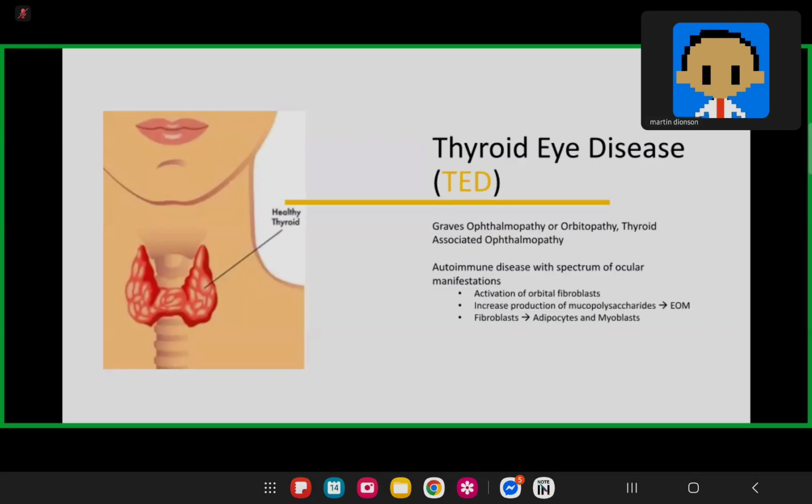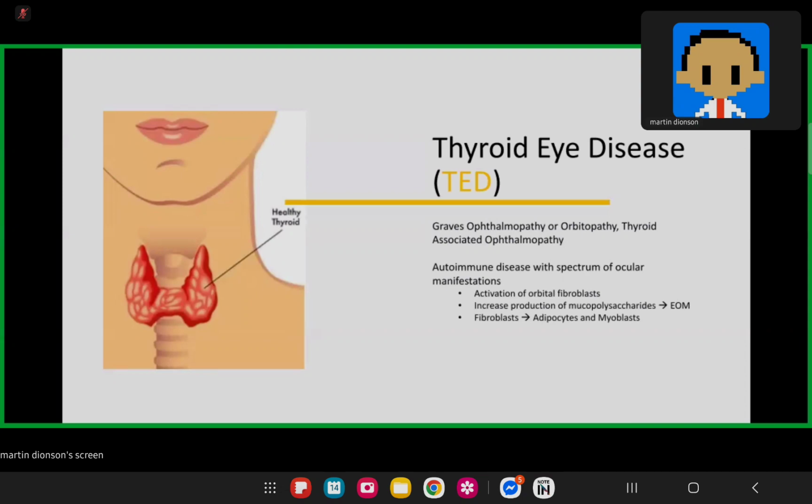This is an autoimmune disease with a spectrum of ocular manifestations. The pathology is believed to begin with the activation of the orbital fibroblast by antibodies directed to the thyrotropin receptors. Once activated, the fibroblast leads to an increased production of mucopolysaccharides, which will then accumulate in your extraocular muscles. In addition, these fibroblasts differentiate into adipocytes and myoblasts, which will eventually lead to orbital fat expansion and fibrosis, respectively.